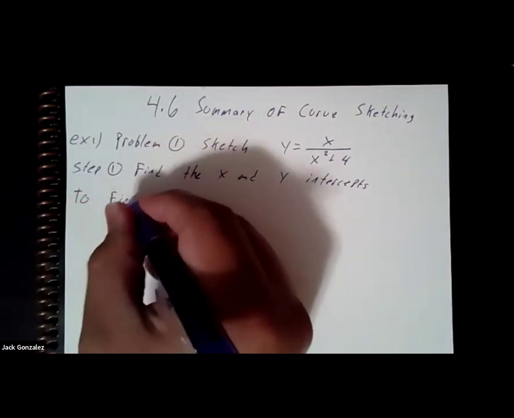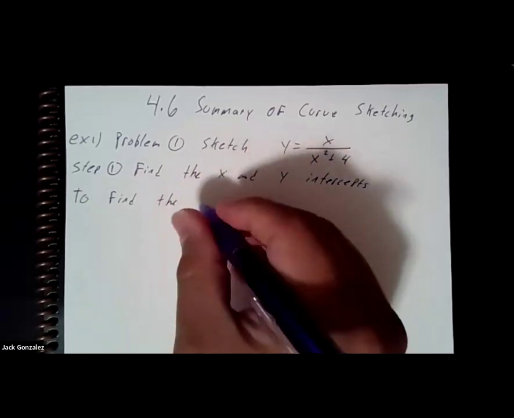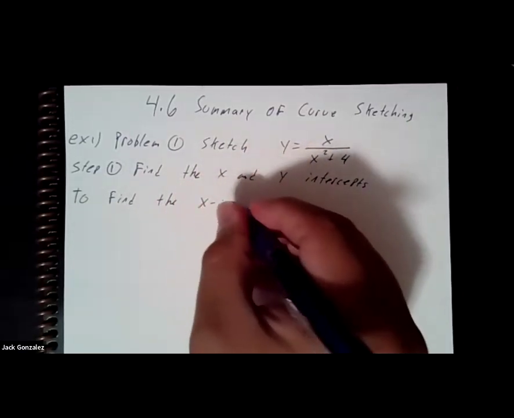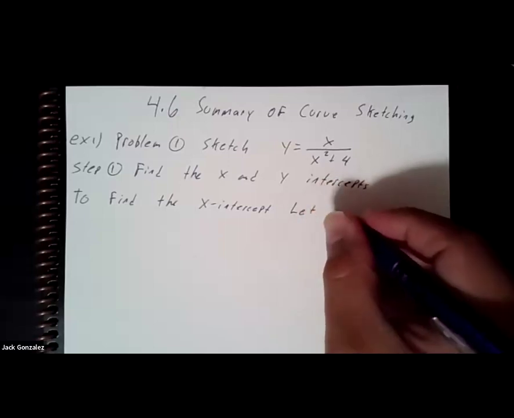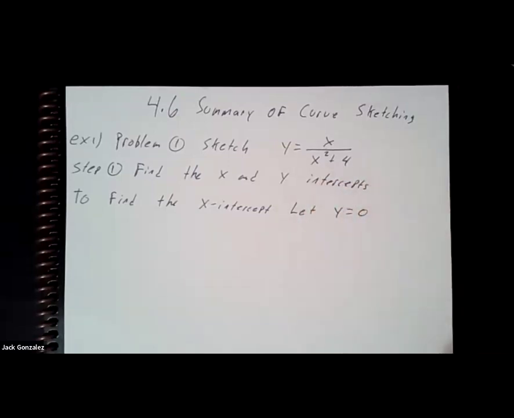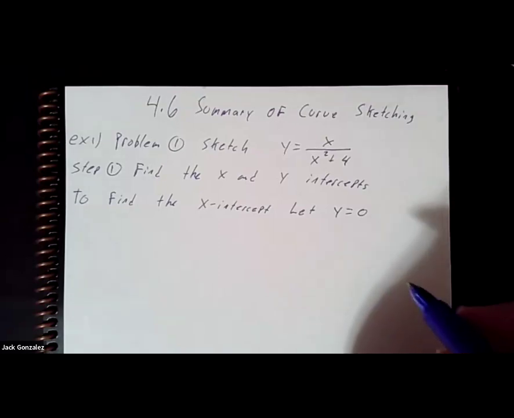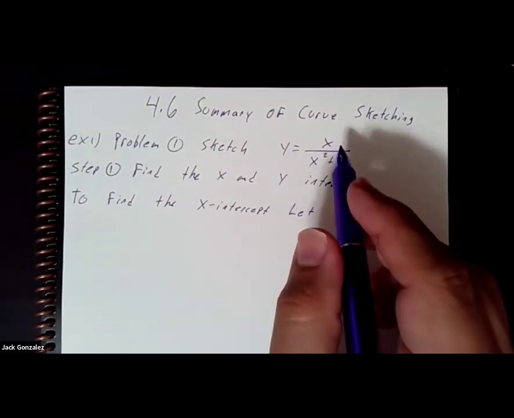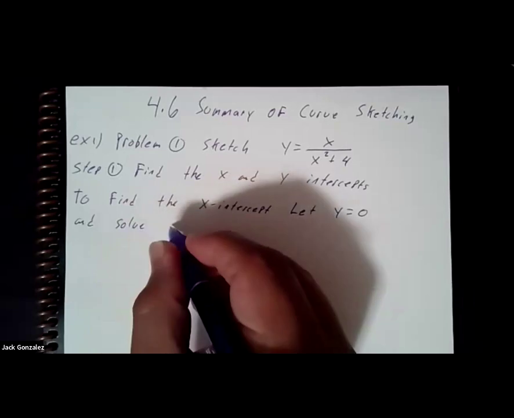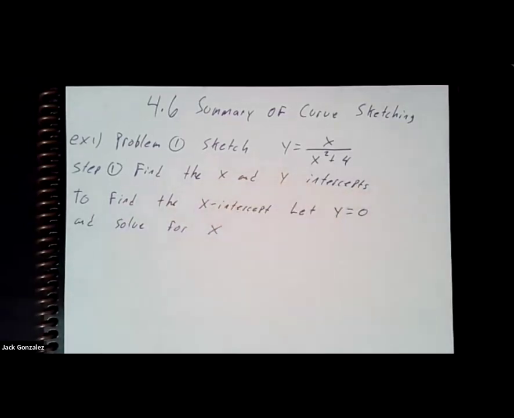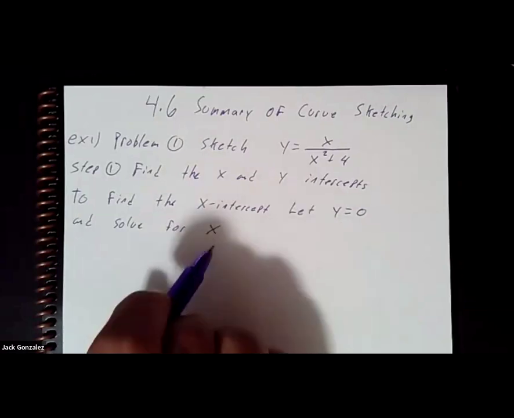At this point, I assume you all know how to do that, but just in case you don't, I'll write a note here for you. Find the x-intercept: let y equal 0, basically, or your f of x, depending on what you've got, and solve for x. That's pretty much what you do for all functions. Let y be 0, solve for x.